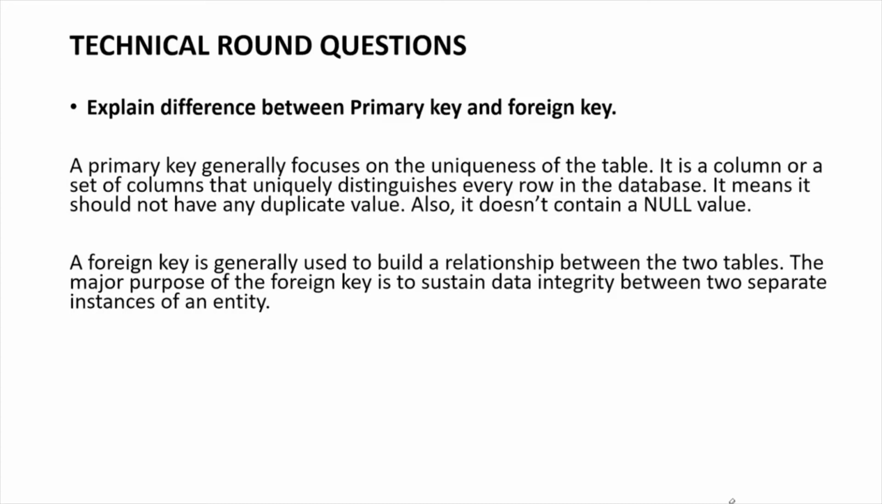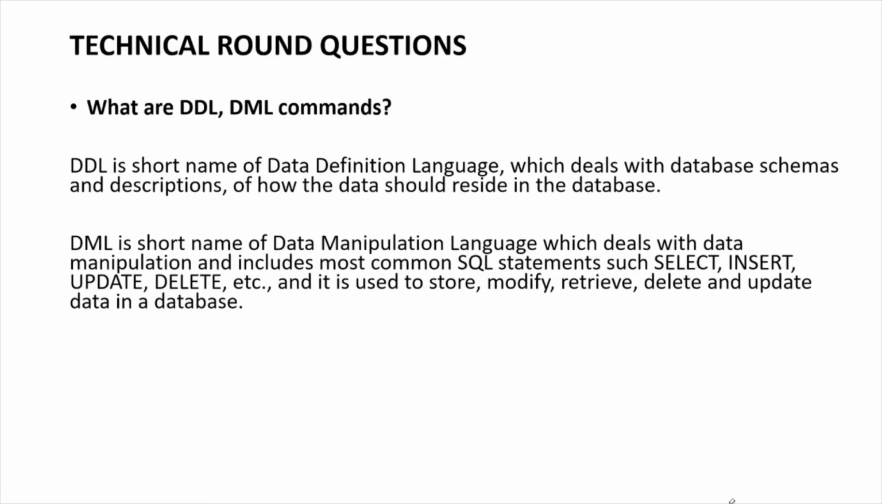A foreign key is generally used to build a relationship between two tables. The major purpose of a foreign key is to sustain data integrity between two separate instances of an entity. So foreign key is used to build a relationship between the two tables.